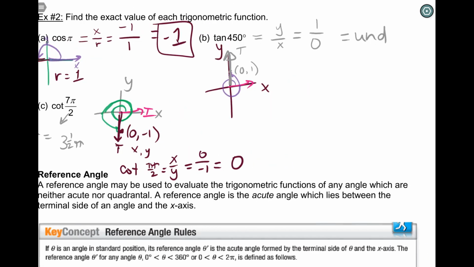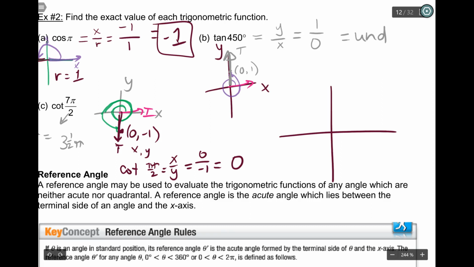So just to review, when you have to find the exact value of each function, you can draw triangles as long as the hypotenuse is equal to 1. That's the whole point of the unit circle. I highly recommend reading the section before you go over these notes. So that's why we have the book.